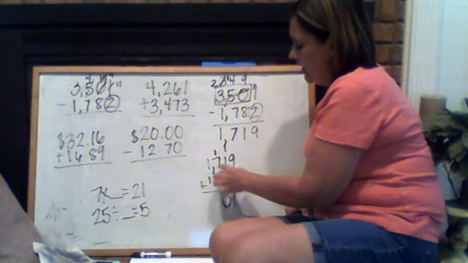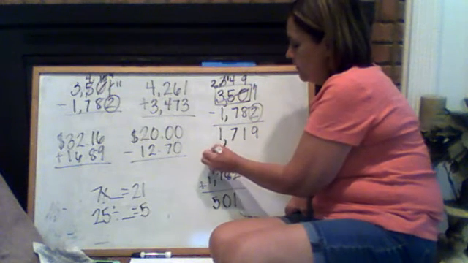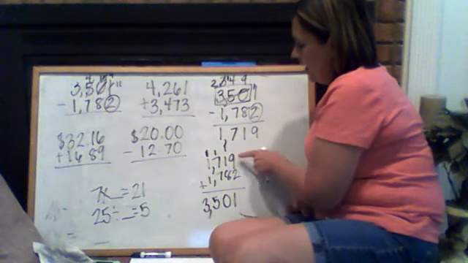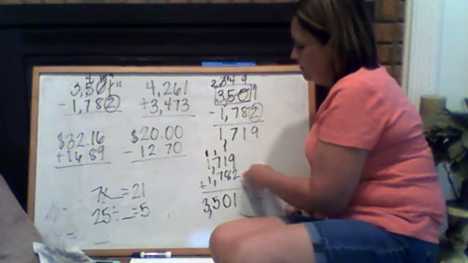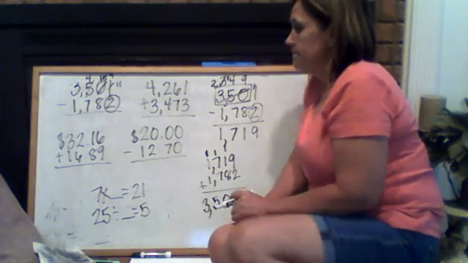1 plus 7 is 8. 8 plus 7 is 15. Put down the 500s. Regroup the 1,000. 1 plus 1 plus 1 is 3. So when I added my difference and my subtrahend, I got my minuend. So it checked out correct.